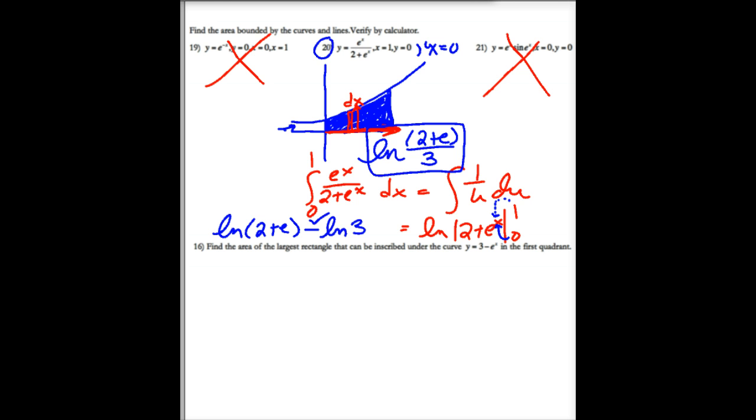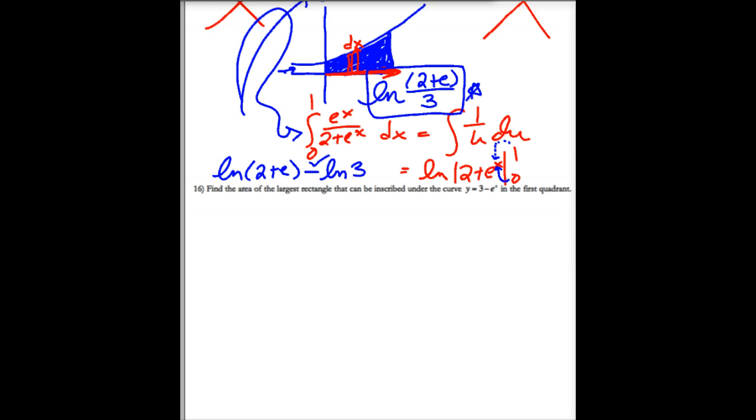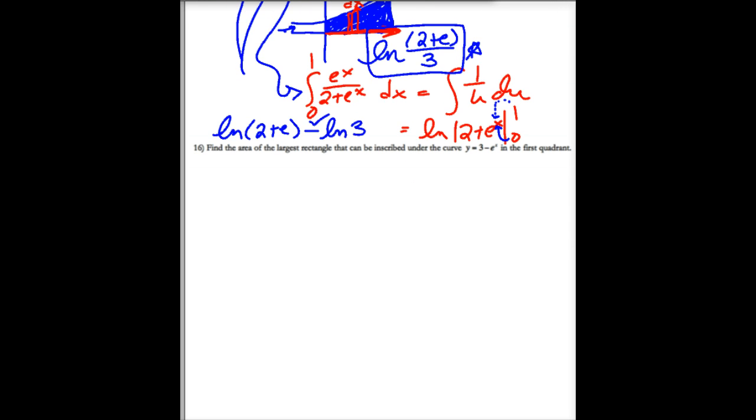Now I would challenge you to math 9 this from the get-go, and it will give you the decimal version of that. You can verify that yourself on the calculator. So last up, I'm not going to do number 16. Let's go look at number 22.